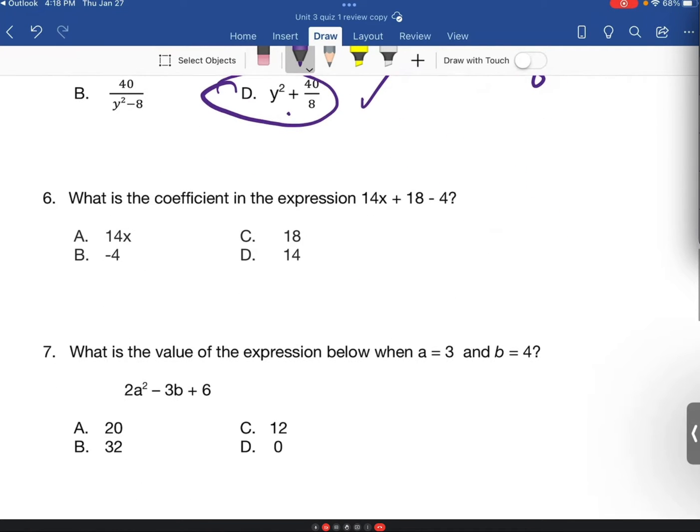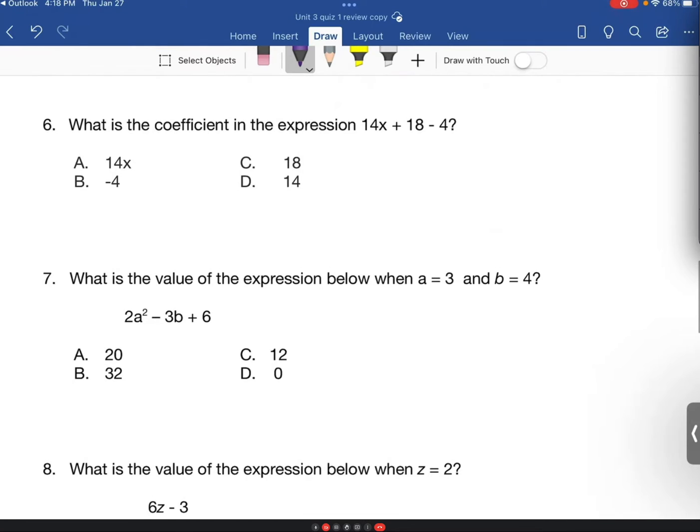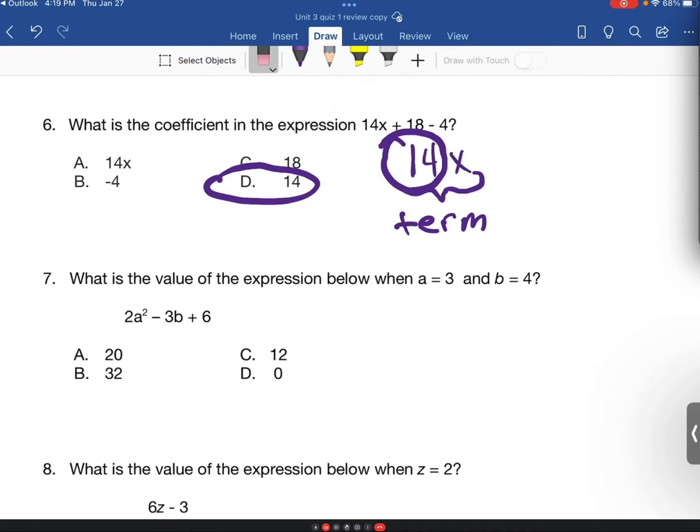Okay, number 6. Number 6 is super easy if you know the vocabulary in this unit, right? So what is the coefficient in the expression 14x plus 18 minus 4? Okay, so our coefficient, right, it is the number next to the letter. It does not include the whole term. This is a term, right? The coefficient is just the number next to the variable, okay? So your answer is D, 14.